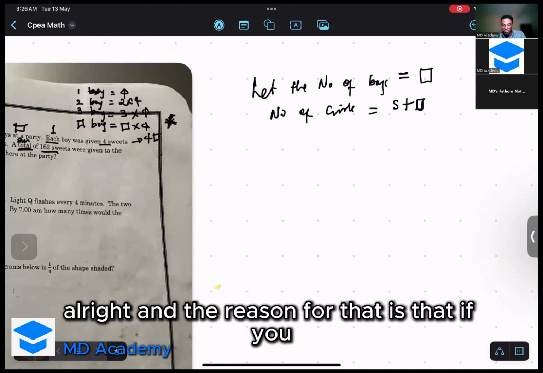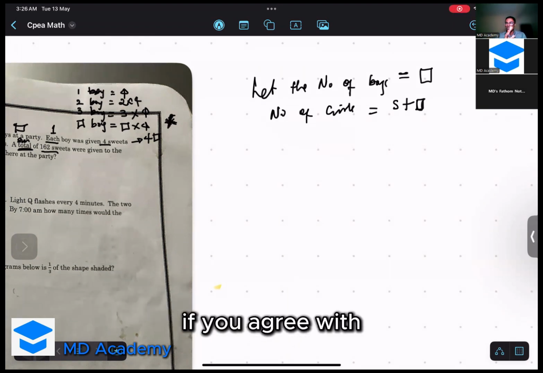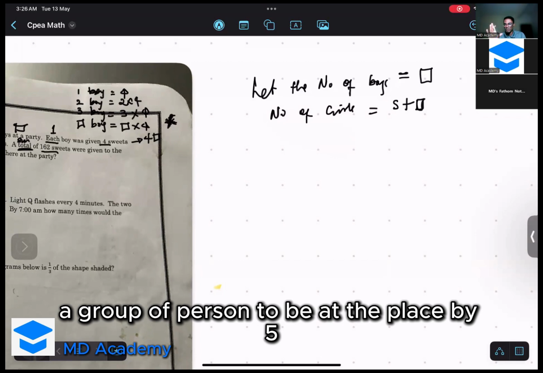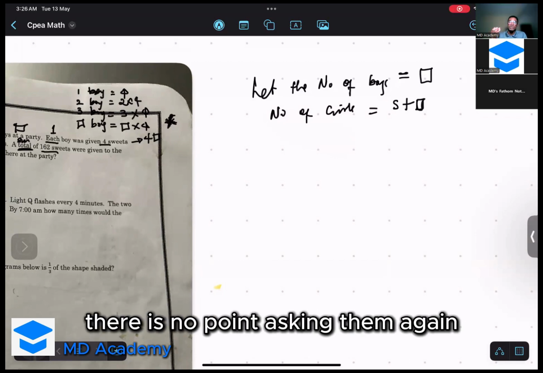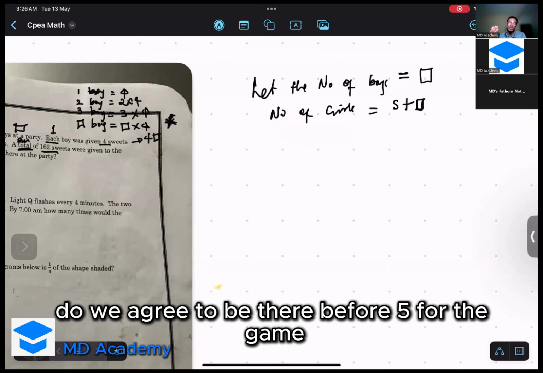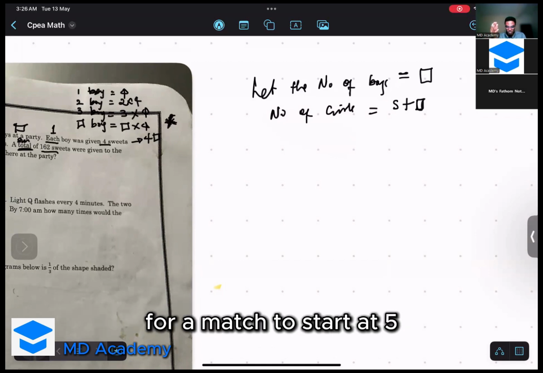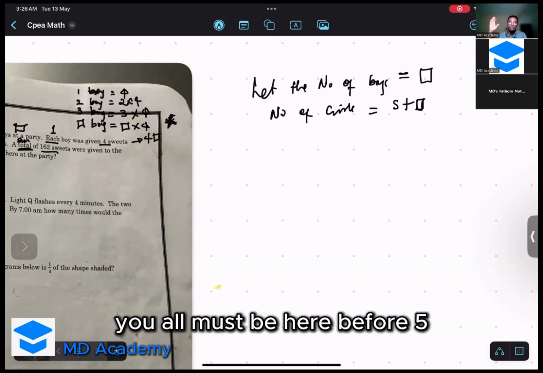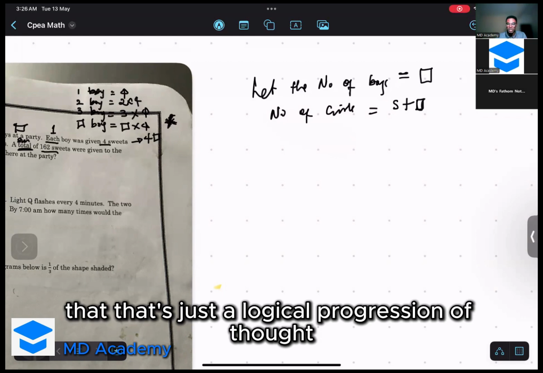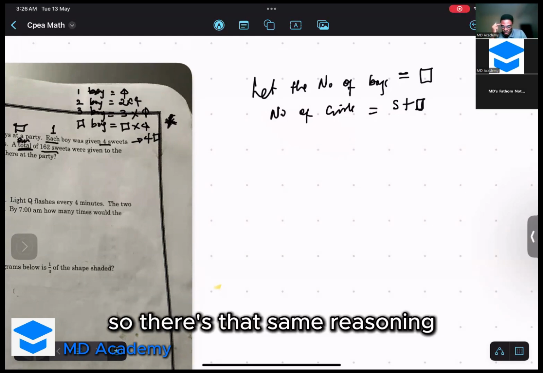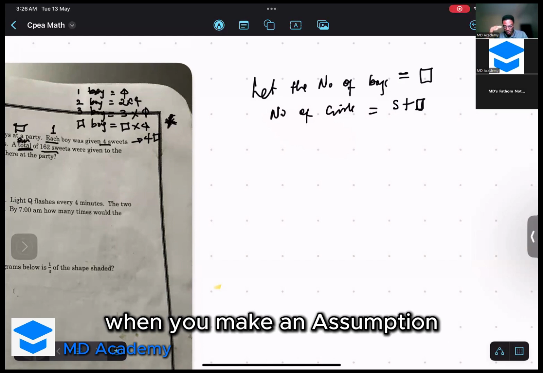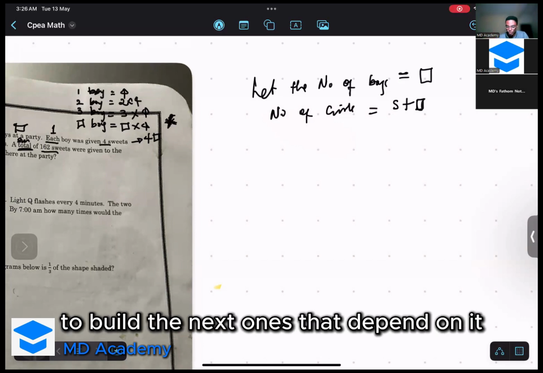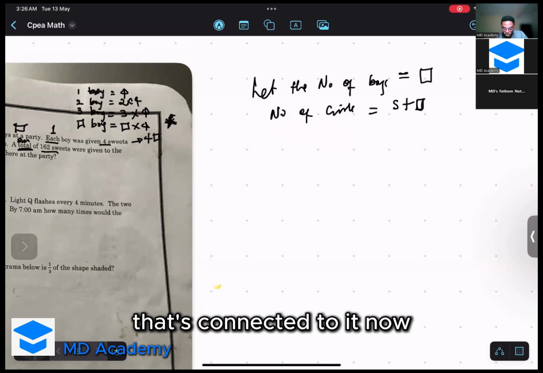The reason for that is that if you agree with a group of persons to be at the place by 5, let's say for a football game, there is no point asking them again, do we agree to be there before 5 for the game? If they agree to play for a match to start at 5, then you could just argue from that that you all must be here before 5. That's just a logical progression of thought. That's the same reasoning here in math. When you make an assumption, you can depend on that to build the next ones that are connected to it.